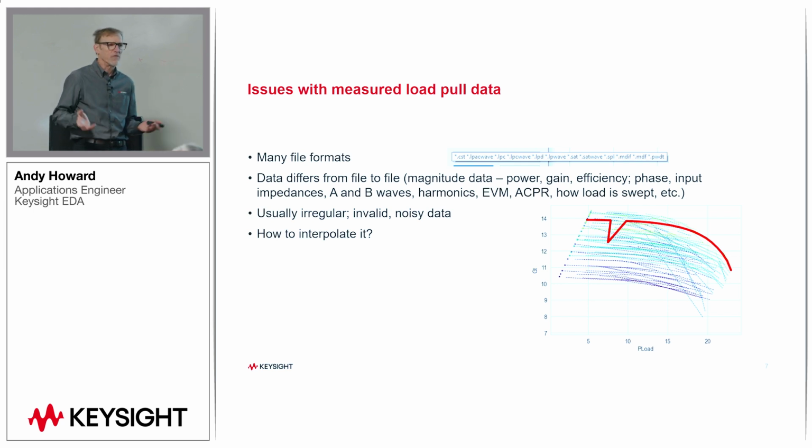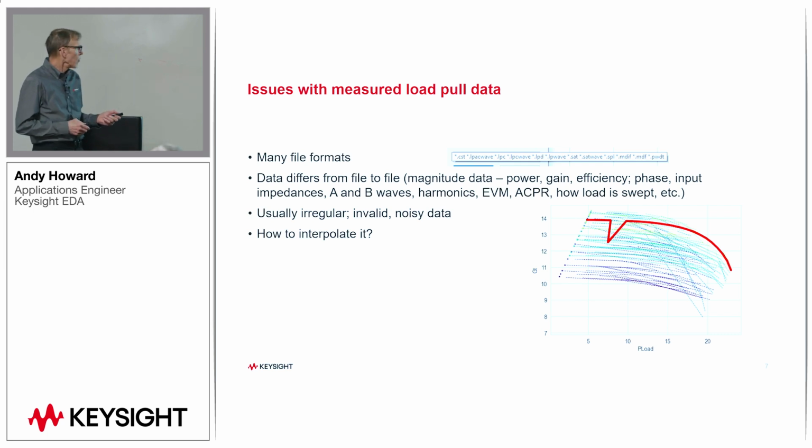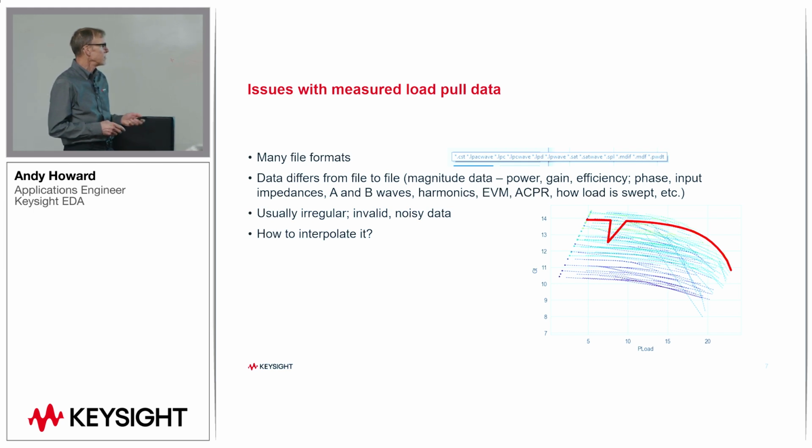There's just a wide variety of data, and being able to read it in and then use it is complex. It's almost always irregular. It's often the case that the data has invalid points. And if you're going to use this data directly in an optimization, you need to be able to interpolate it. That's a big deal, being able to interpolate. And that's one of the key contributions of using artificial neural networks.